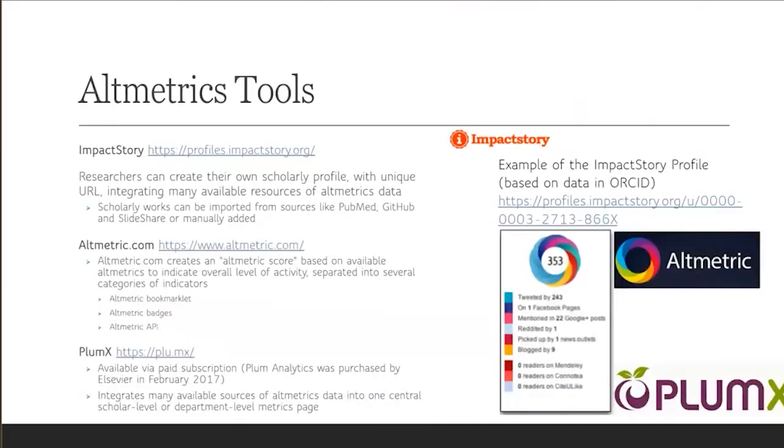So what are the AltMetric tools that are out there? There are several different things. Impact Story is a free resource. Scholars can set up their profile, and they have a unique URL, and it can integrate different resources of AltMetrics data. The example I have here is based on data from ORCID, which is an open source free nonprofit organization.